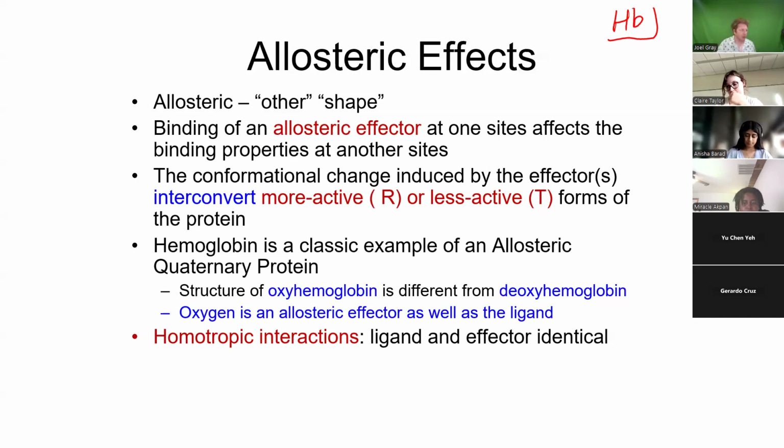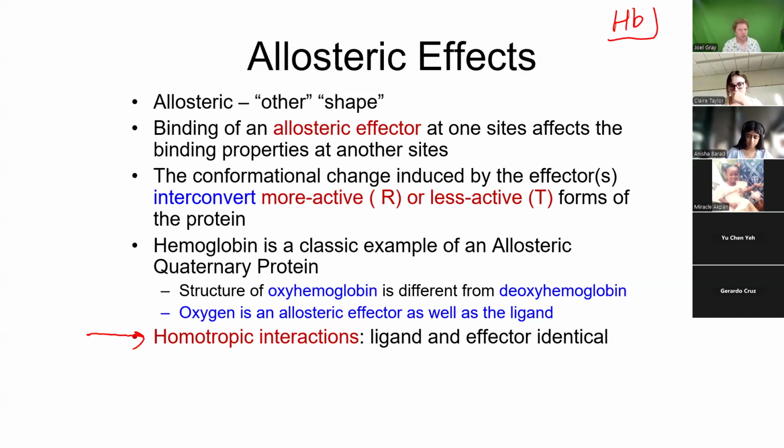So we have a term for that. We refer to oxygen in this case as a homotropic effector or a homotropic interaction, because when hemoglobin binds oxygen, hemoglobin's affinity for oxygen goes up. So oxygen is kind of doing two things. It's the effector, but it's also the natural ligand. It's supposed to be there.